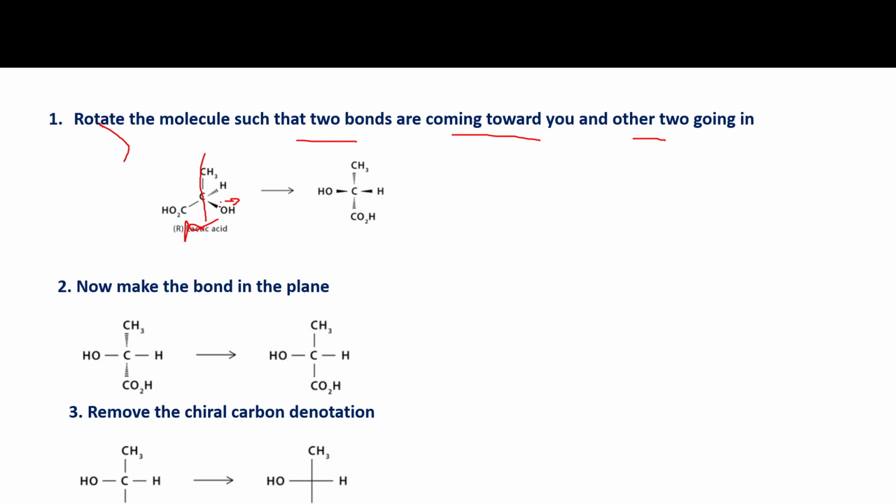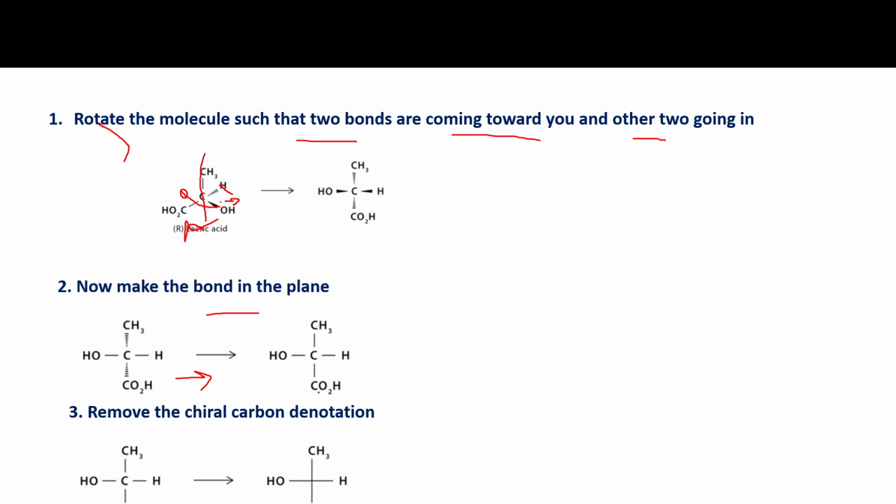So when you rotate this molecule this way, your OH will be in this position, your hydrogen also coming up like this, and your methyl will go there and the C double H. Now they make the bond in the plane. So now you are making this one.